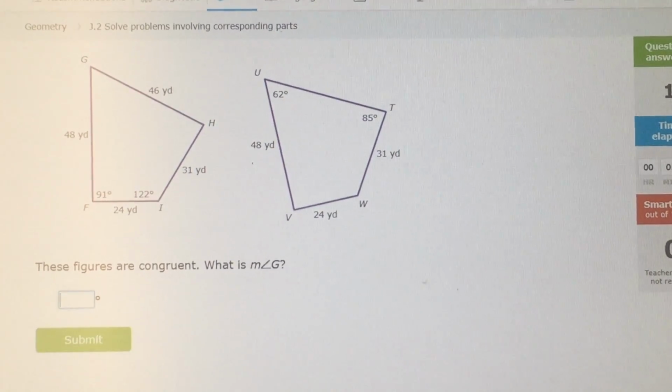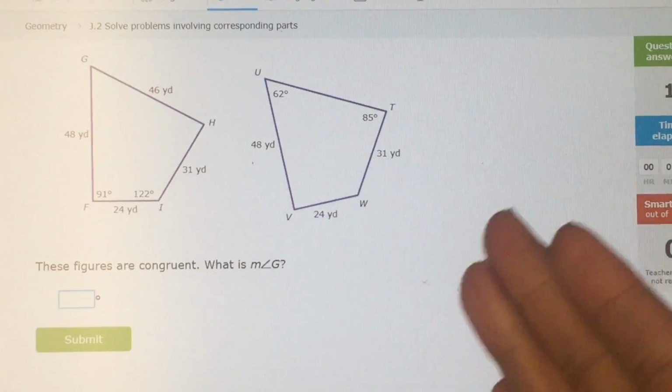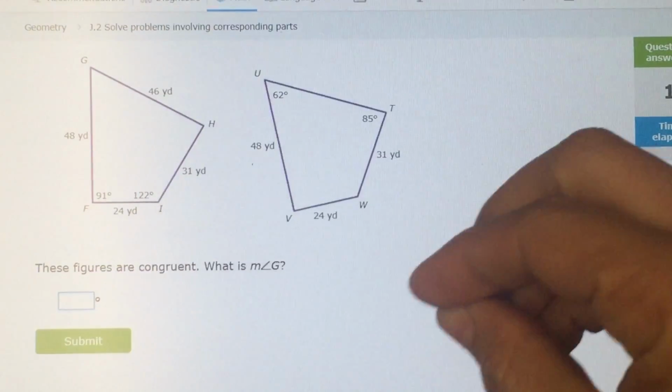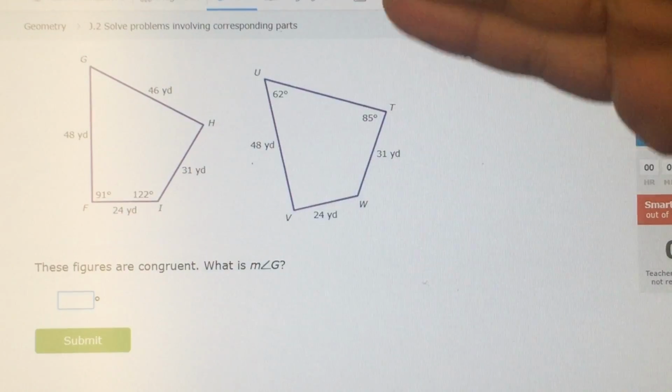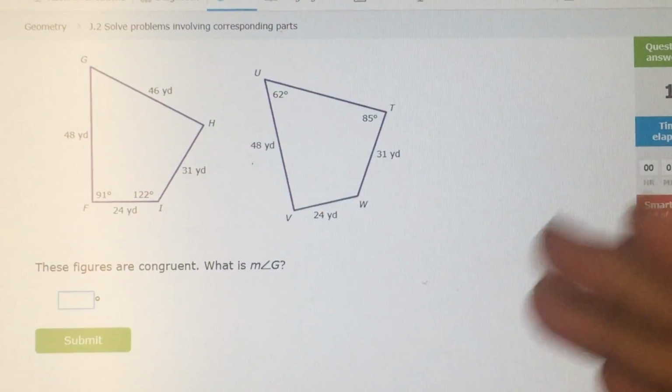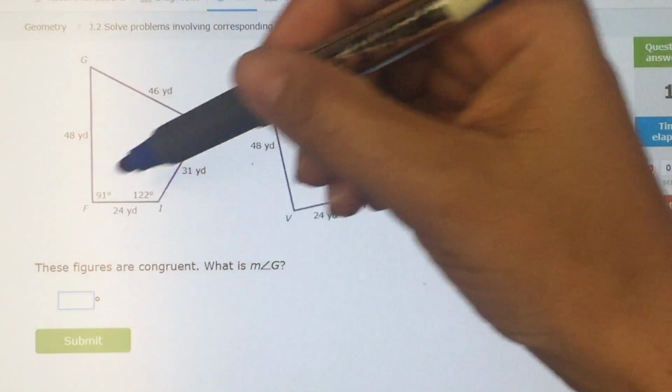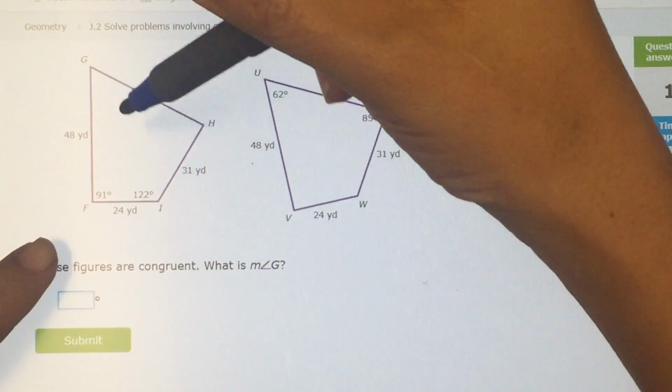All right, so we're going to take a look at solving problems involving corresponding parts. It's actually really simple. All you have to do is match it up just like before. Because these two figures are congruent, they're going to have the same angles, the same sides, and the same shape. So I just have to figure it out.